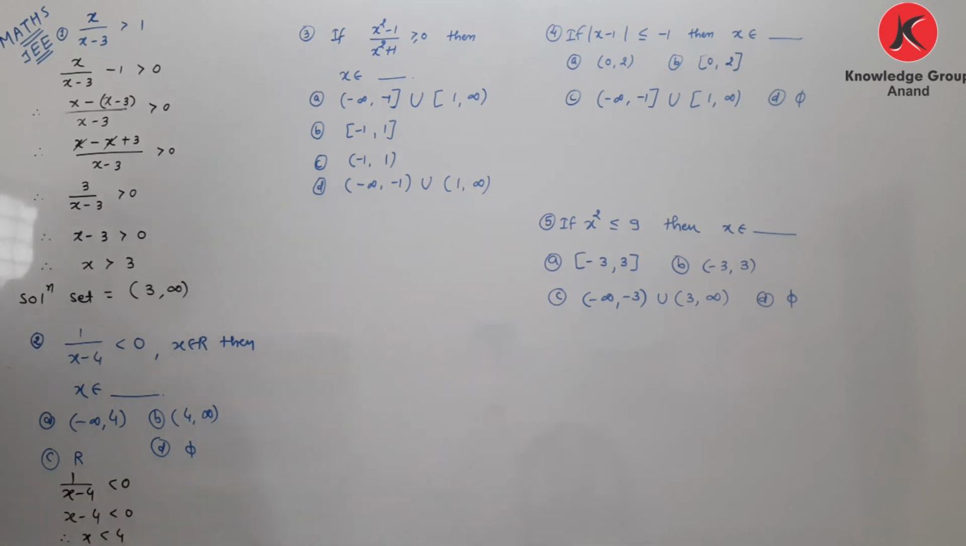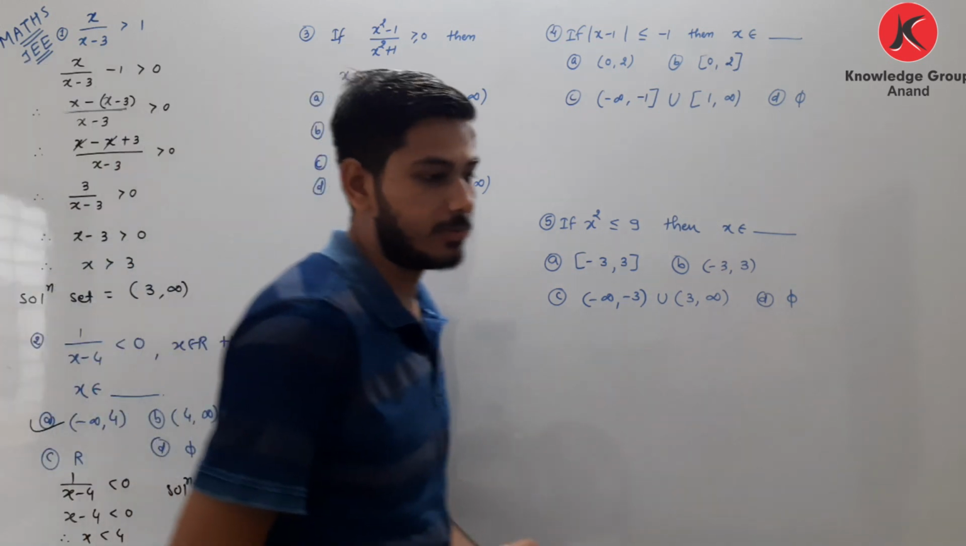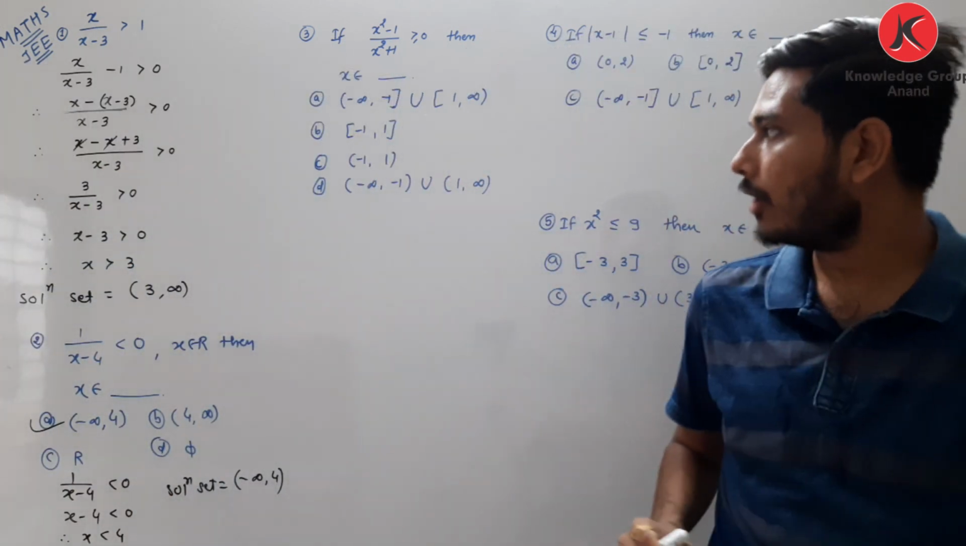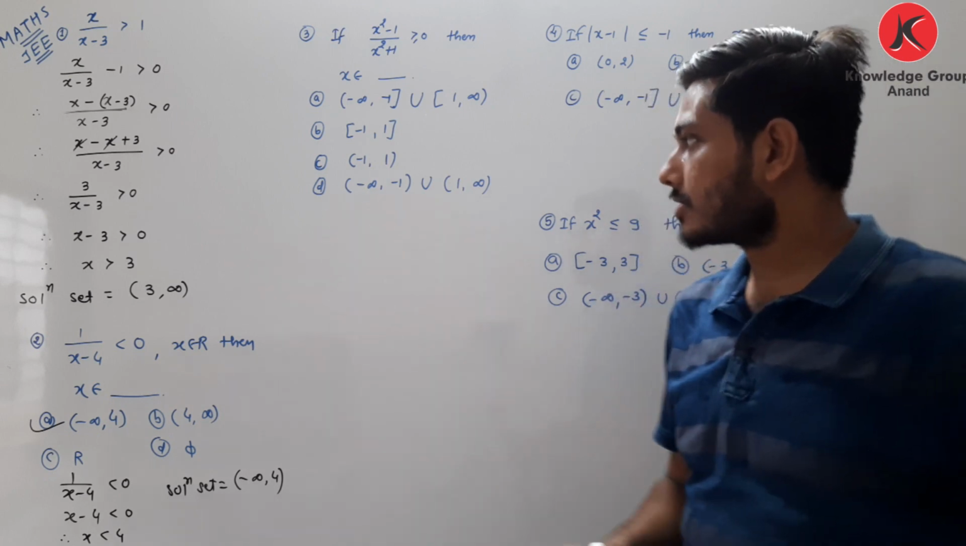Therefore, our solution set will be equal to (minus infinity, 4). Therefore, option A is the right option. Clear? Now, we are going to discuss some more questions.